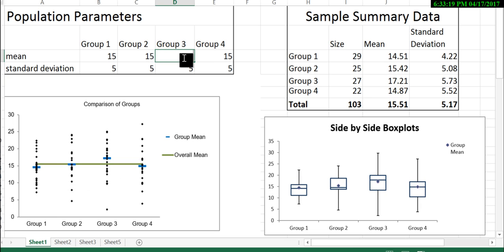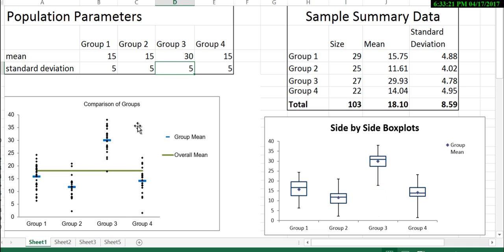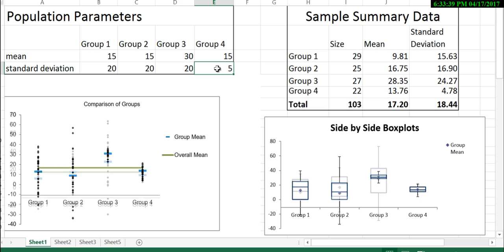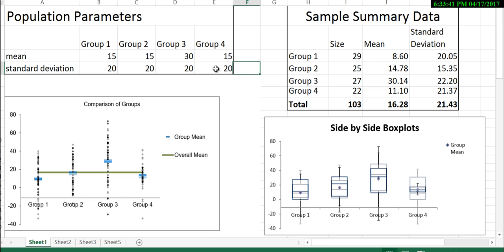But I could change this. I can make one of the means a lot higher. And notice now when I take a sample that third group that has a much higher mean is suddenly much higher up there, isn't it? But if I change all of these standard deviations to maybe like 20, looking at the box plots, do the centers seem all that different anymore?